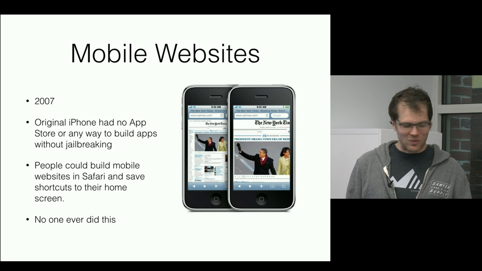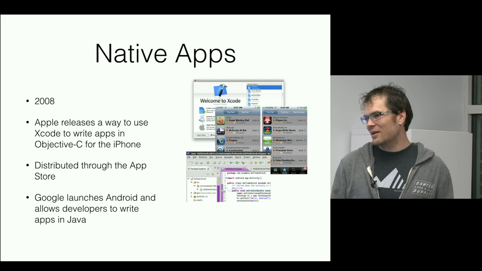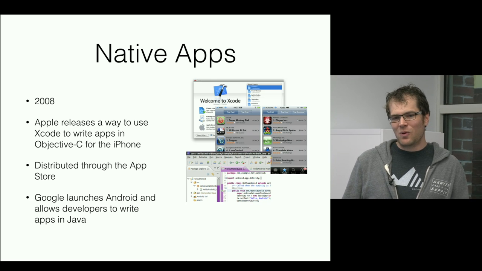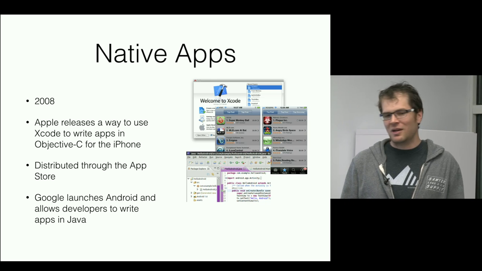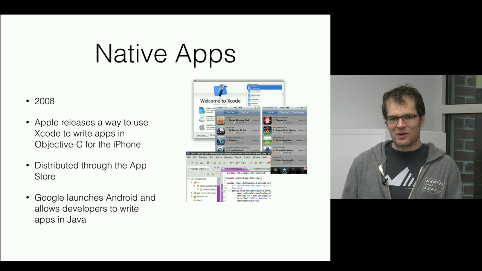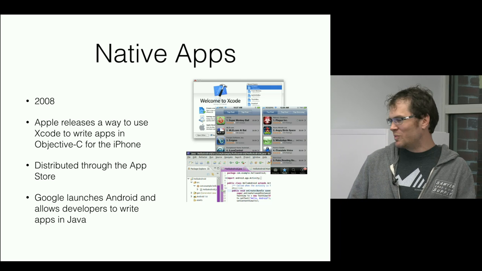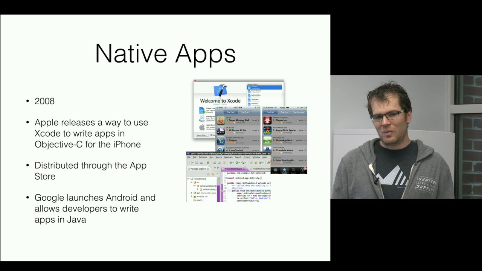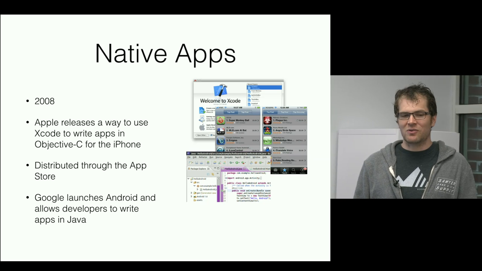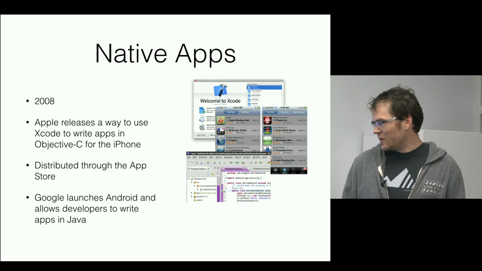So that didn't work that well for developers. Then in 2008, Apple, with the iOS 2.0 release, made a way that you could build native apps for iPhone. You used Xcode, and you wrote Objective-C, and you could submit them to the App Store, and after 2 weeks, they would maybe get approved by Apple, and they would show up in the App Store, and people could download them that way. And then when Android came out, you could use Java to basically do the same thing on Android. You could write an app in Java, and then submit to Google, and they'd distribute it in the Play Store.